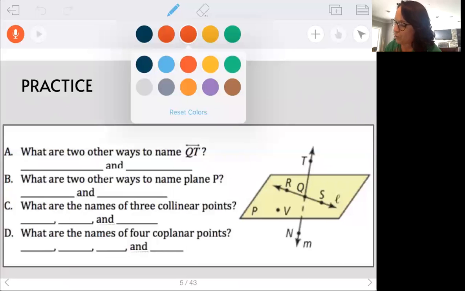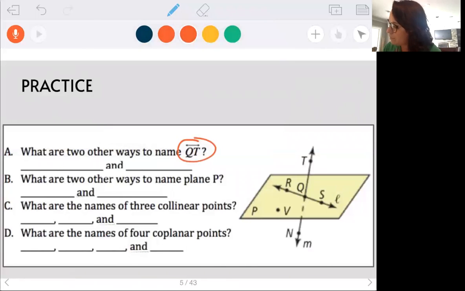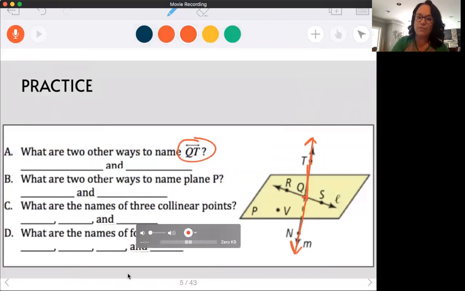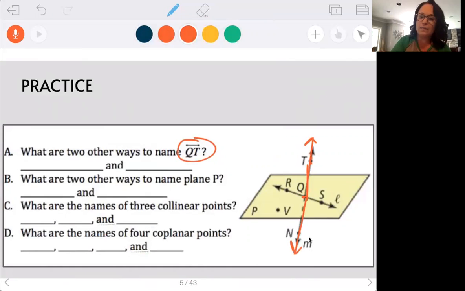What are two other ways to name line QT? Okay, so let's go over here and identify line QT. We go from Q through T forever in both directions. So remember what I said. I think my face might be blocking a little piece down here, so I'm gonna move it up. Remember what I said about naming a line. You can pick any 2 points on it in any order. So I could have picked N because that's on it, and I could have picked T because that's on it.